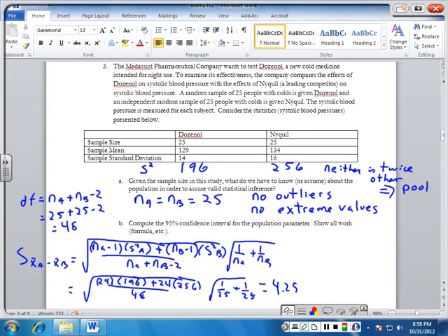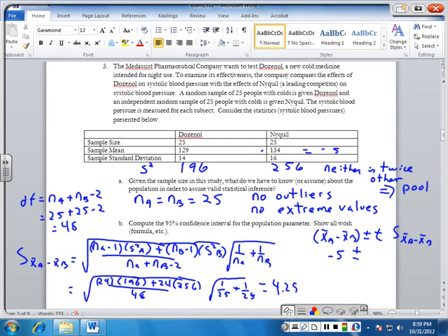The confidence interval will be the statistic x bar A minus x bar B plus or minus a t-value times the standard error. So it's going to be 129 minus 134. That doesn't make any difference which direction you do those. I could have just said x bar A minus x bar B, but I'll leave it the direction it is. That's just 129 minus 134, which is minus 5.